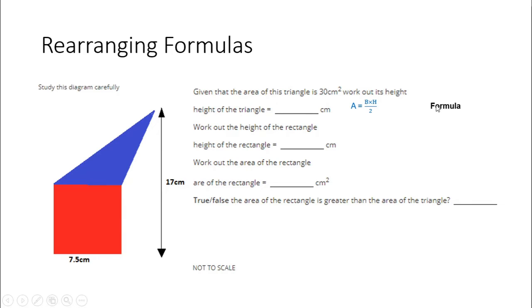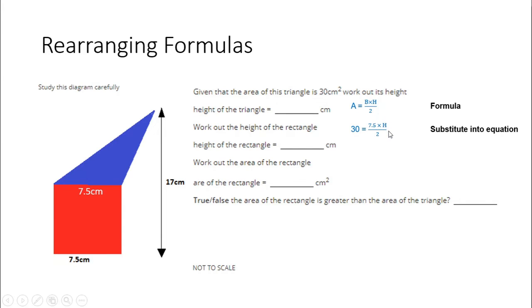As you can see over here, I'm starting with my formula. If I'm given the area, I'll write the area formula, and I know that the area is 30. I know the base is 7.5. What's the height? Let's substitute into that formula. So 30, the area, is equal to the base, 7.5, times the height, which I'm working out, divided by 2.